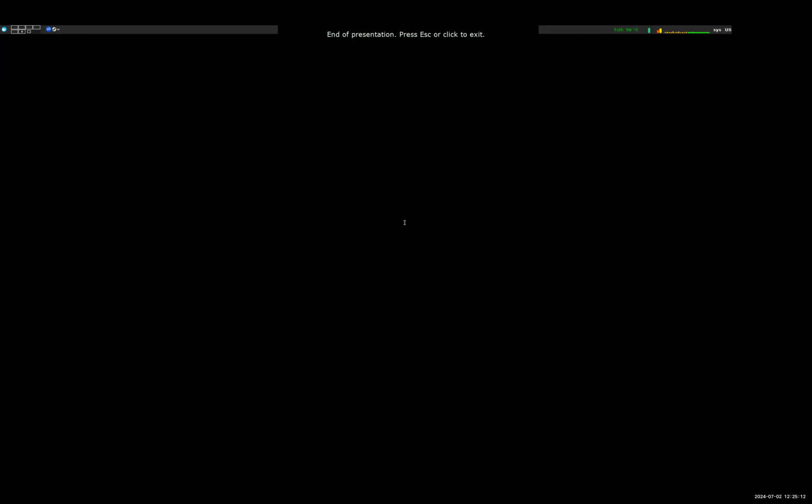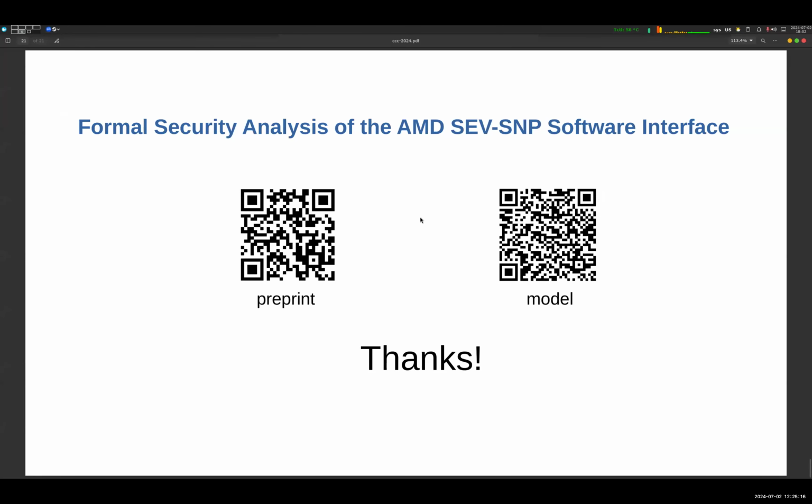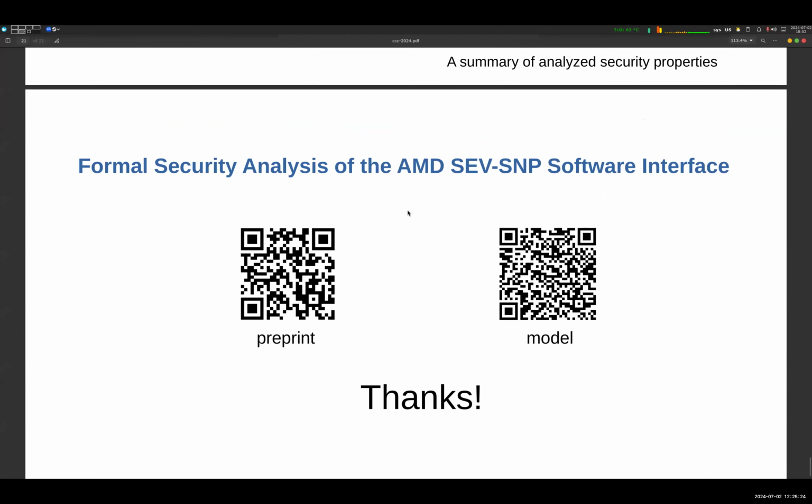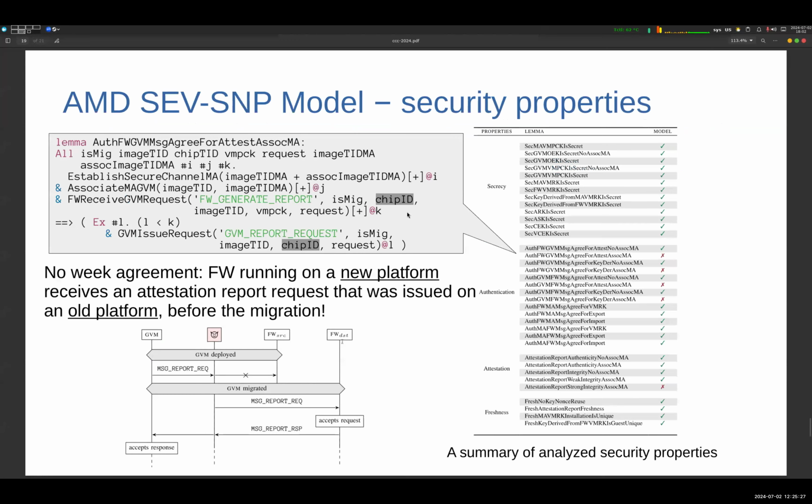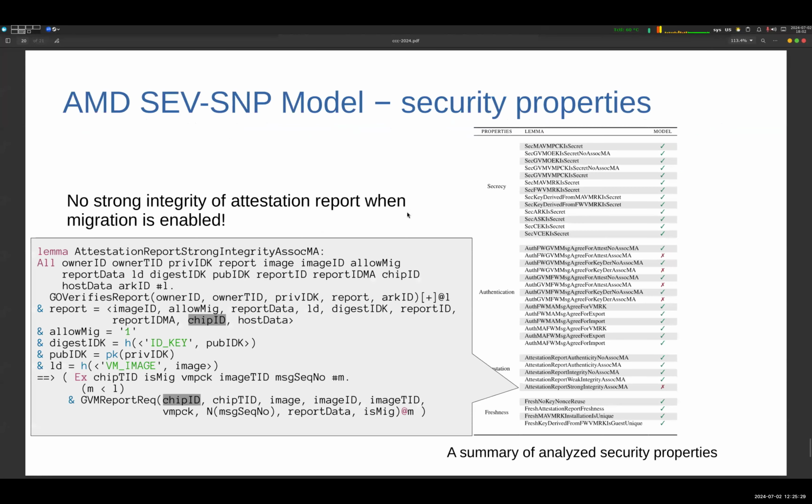For a request coming from an old platform after migration, is that an attackable surface? What is your understanding of that property that failed to hold?